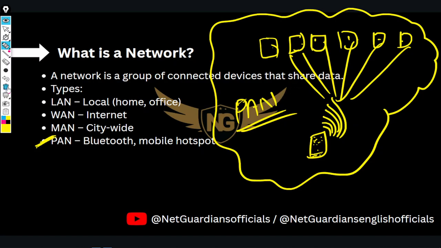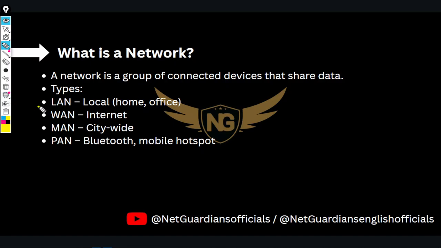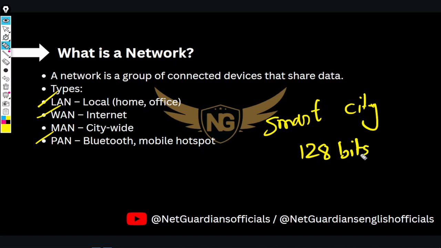Now what is MAN? We understood the LAN, the WAN, and the PAN. MAN is a network which we use in smart cities. Now what is a smart city? A smart city is a city which needs a network speed of 128 bits per second. It's known as MAN.